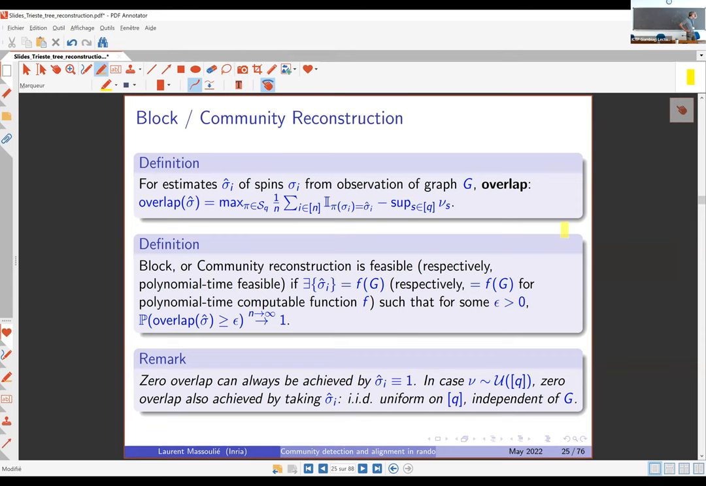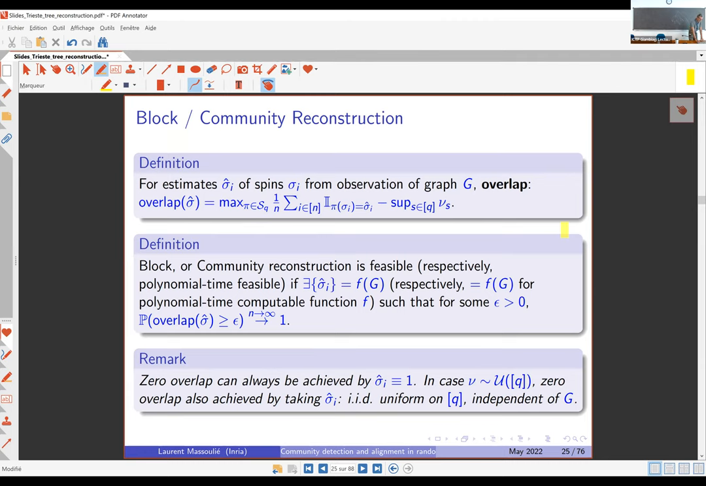From this, I get a first definition. I'll say that reconstruction is feasible if I can produce estimates sigma hat i from the observed graph that ensure that with high probability, the corresponding overlap is lower bounded away from zero. There is some epsilon such that the probability that I get overlap above epsilon goes to one as n goes to infinity. And there's the same definition, adding the qualifier polynomial time. I'll say that block reconstruction is polynomial time feasible if there is an estimate sigma hat i that achieves a non-vanishing overlap that I can compute in polynomial time.